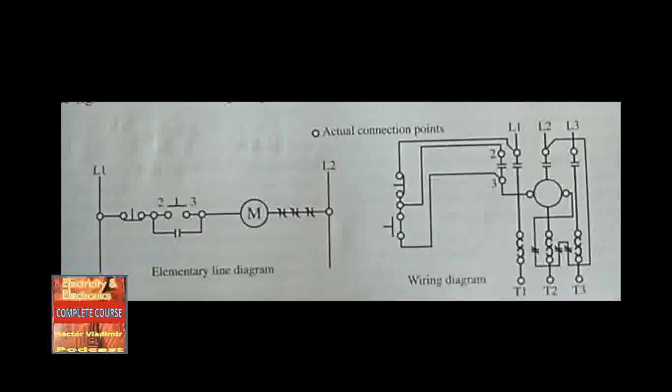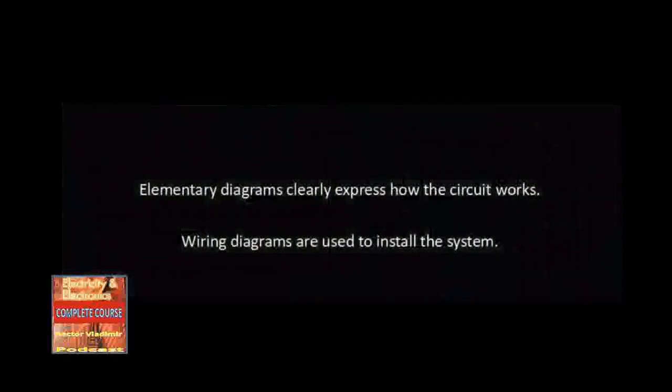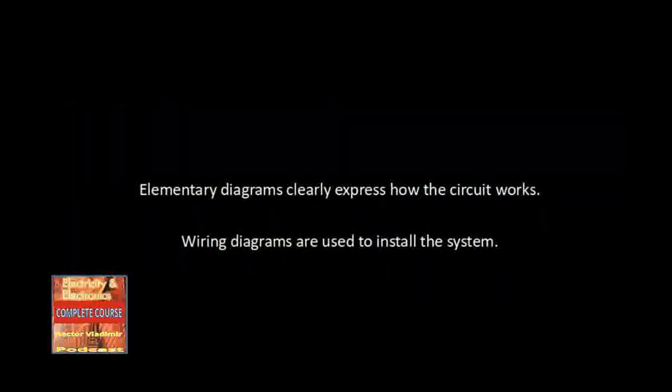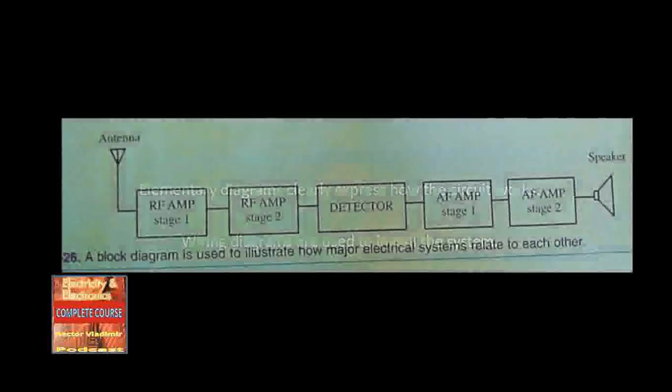On the right is the actual wiring diagram. This would be used to connect the control system. The elementary diagram clearly illustrates how the circuit operates, while the wiring diagram illustrates the relative positions of the connection points and the components as they would actually be found in the equipment. Each diagram has its own purpose.